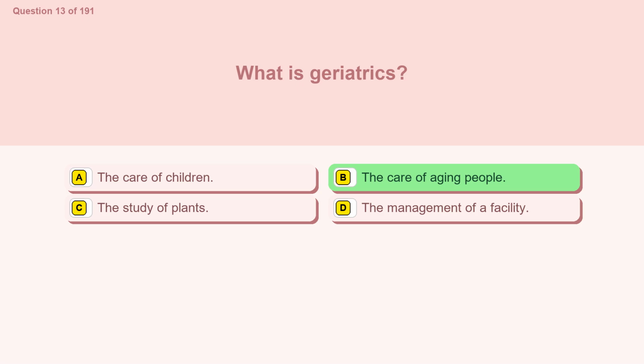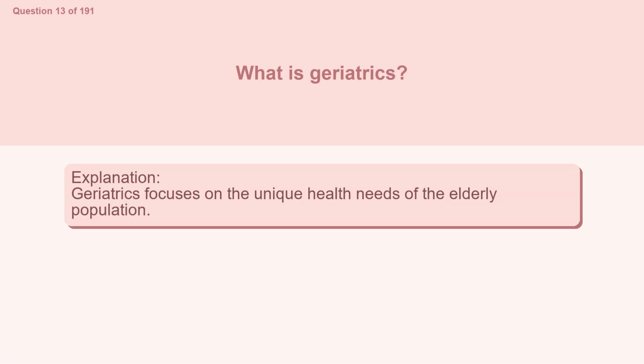The correct answer is option B. The care of aging people. Geriatrics focuses on the unique health needs of the elderly population.